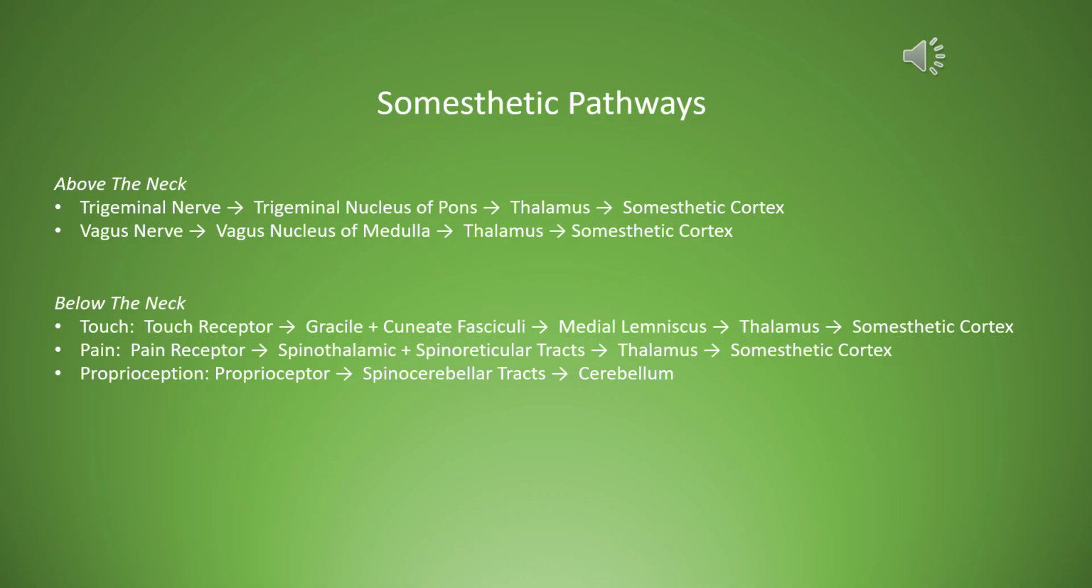Signals of proprioception, well, the cerebellum is our processing area there. So we have proprioceptors, the Golgi tendon organs, the muscle spindles, those are proprioceptors. They travel by way of the spinocerebellar tracts, and then at the level of the pons, make a 90-degree turn, go to the cerebellum. So those are our somesthetic pathways for you to enjoy.